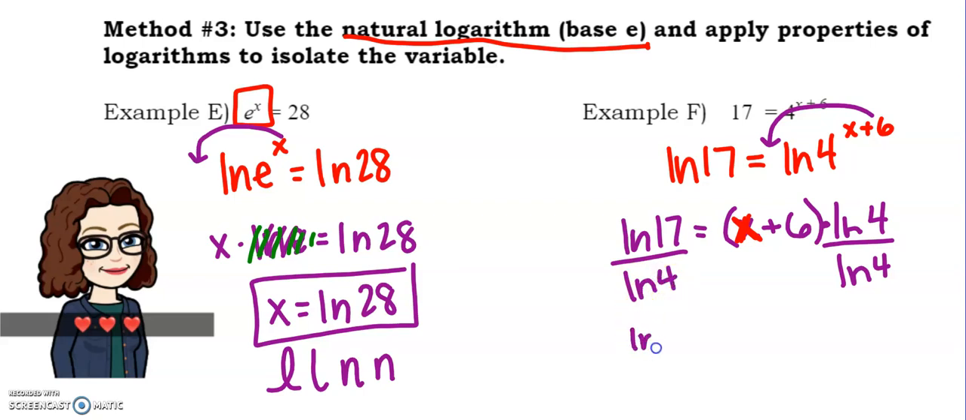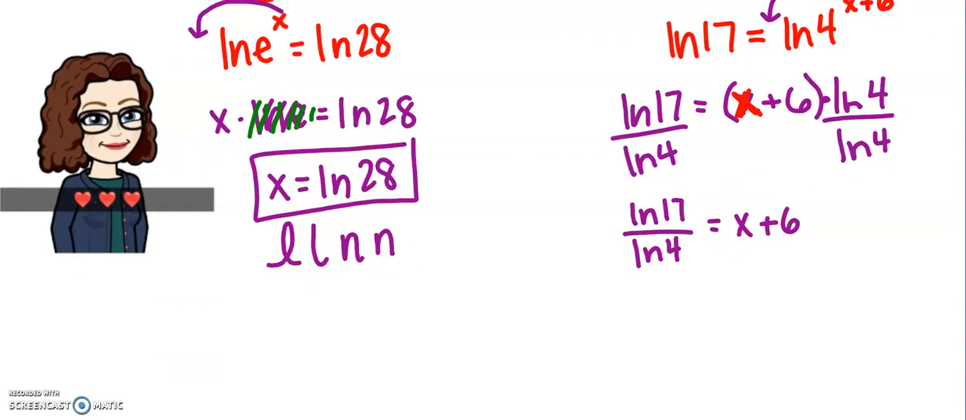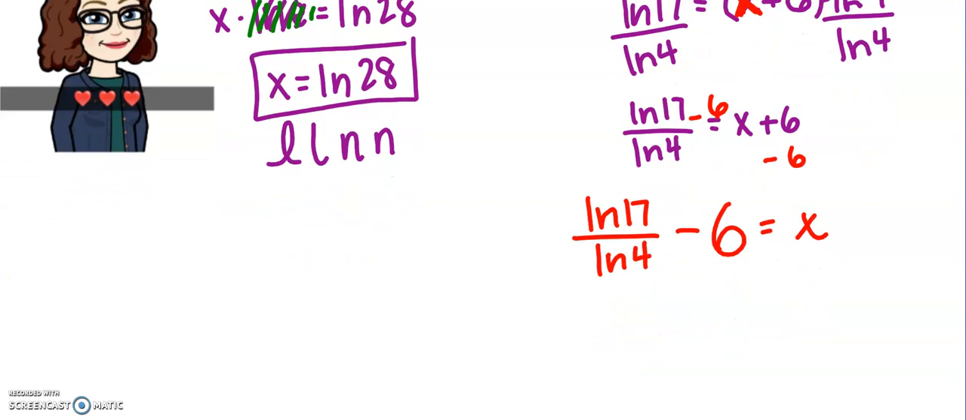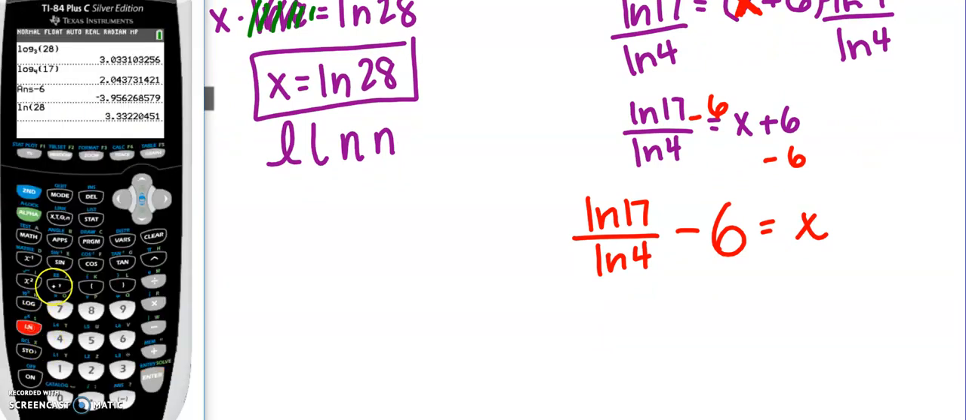So now what I have is the natural log of 17 divided by the natural log of 4 is equal to x plus 6. Still trying to get that x all by itself, I would then subtract 6 from both sides. So I get the natural log of 17 divided by the natural log of 4, all minus 6, is equal to x. And what's so nice about this is that everybody has an ln button on their calculator.